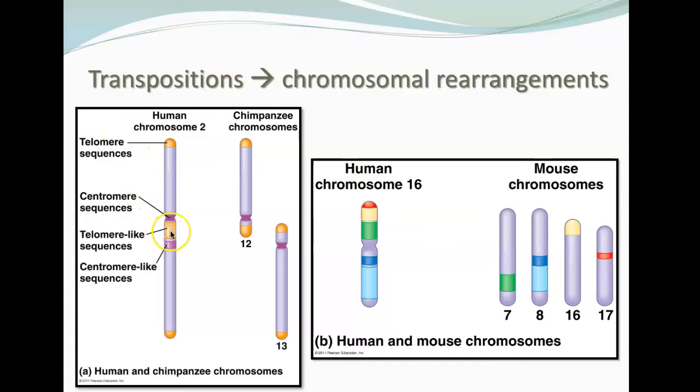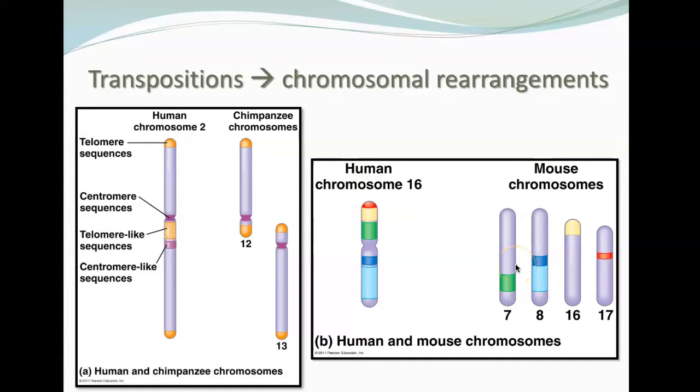The other evidence that's used is that chimpanzee chromosome number 12 and chimpanzee chromosome number 13, if you fused them together, would be almost identical to human chromosome number 2. So what's the conclusion? Humans and chimpanzees share a common ancestor. In the common ancestor, there were two separate chromosomes that fused together, and then you had the evolution of humans. So chromosomes can break, and chromosomes can fuse together. All right?